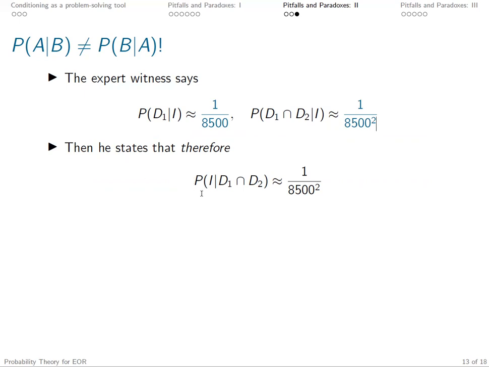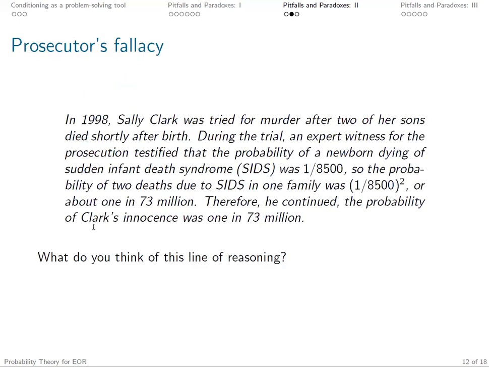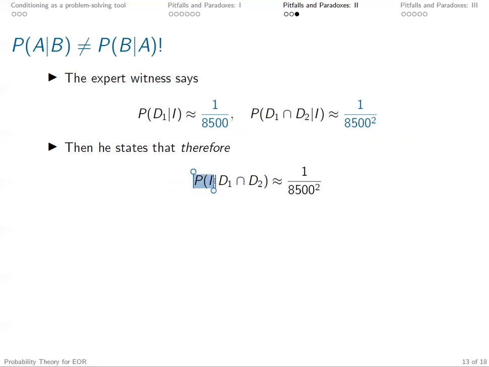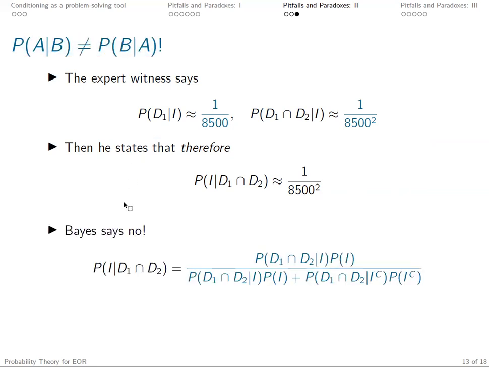Then the expert states that therefore the probability of Sally Clark's innocence was around 1 in 73 million. So basically he means that this conditional probability of I conditional on the joint event D1 and D2 is essentially equal to this conditional probability. But we have already learned that P(A | B) is in general not equal to P(B | A), right? Actually, according to Bayes' rule, this is what this value is supposed to be.